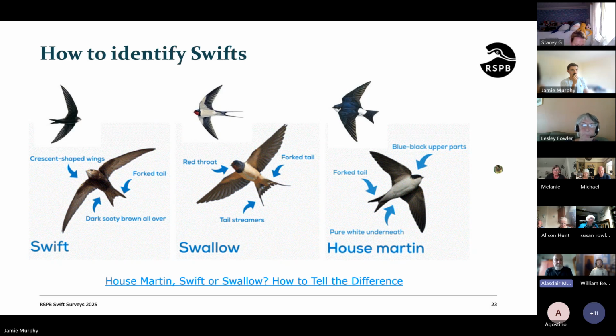They look very similar, but Swifts are not related to swallows and house martins. The swallows and house martins are part of the same family. Swifts belong to a completely different family. And in fact, their closest relatives are hummingbirds, which is probably one of the reasons they can flap their wings so fast and move so fast.